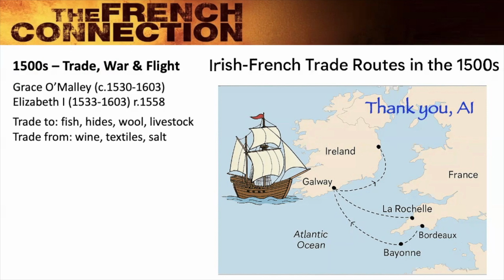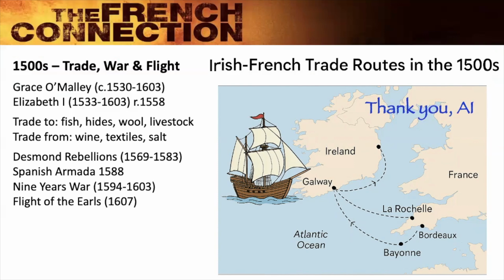But this trade that Grace O'Malley would have been involved with, and the whole O'Malley clan: fish, hides, wool and livestock from Ireland in exchange for wine, textiles, salt, which was a big trade from France, very important for preserving fish, and maybe luxury goods from France.